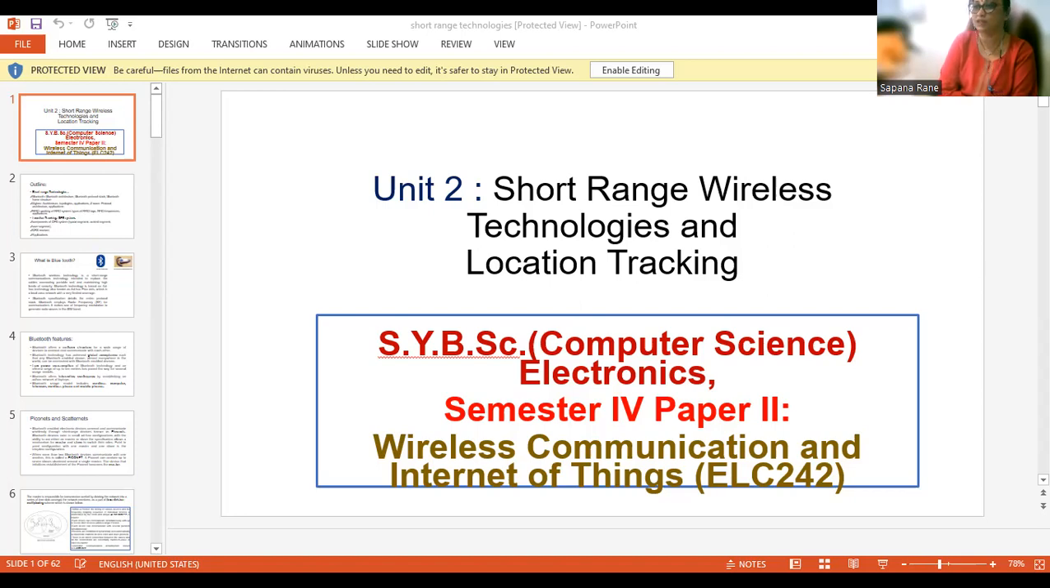Can you guess why these technologies have become popular? Can anybody tell me what are the advantages of these technologies? Yes. Yes, tell me why they have become popular.